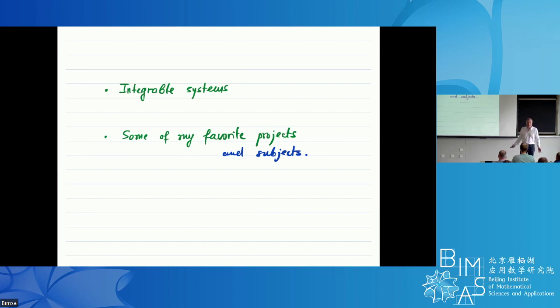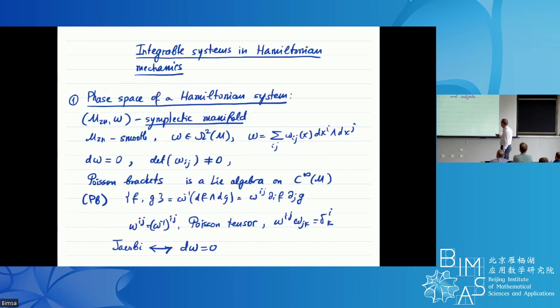To describe completed projects is meaningless because you can all go to the archive and see the papers. So I'll say a few words about ongoing projects, and about things that I would really like to do. So first of all, there are many ways to think about integrable systems. The very traditional way, and I think, my personal opinion, the correct way, is to think about integrable systems in Hamiltonian mechanics.